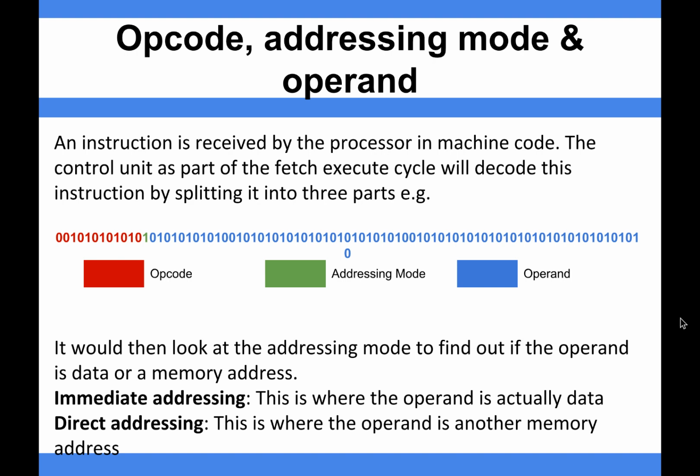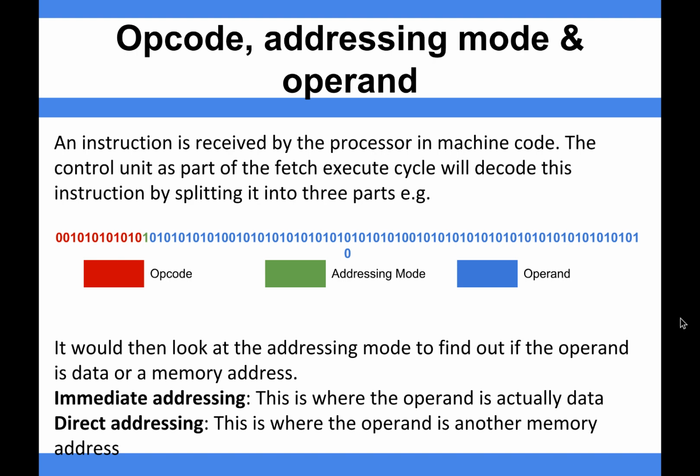Alternatively, direct addressing is where the operand is actually another memory location. So it might be that you are referring to another memory location in that instruction. It might be store in that memory location, and then you store the contents of, typically, the accumulator into that memory location.